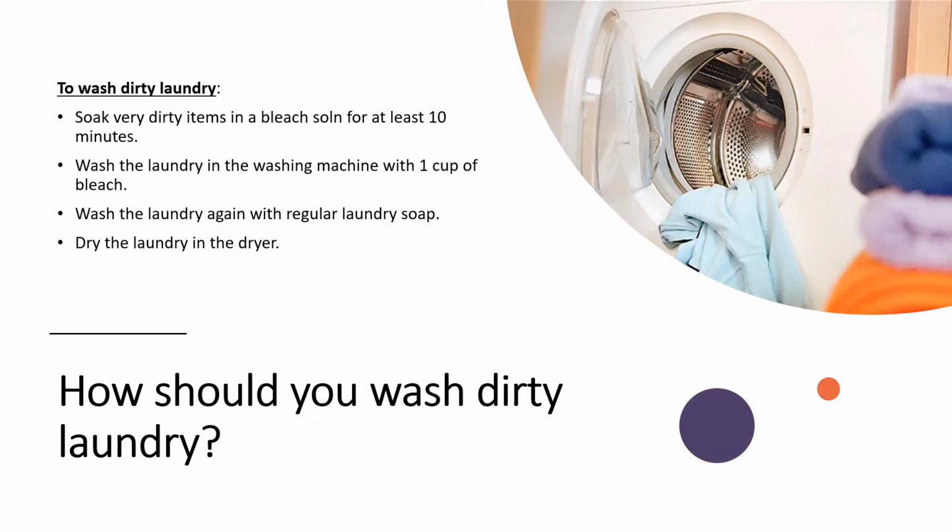To wash dirty laundry, you have to soak very dirty items in a bleach solution for at least 10 minutes. Wash the laundry in the washing machine with 1 cup of bleach. Wash the laundry again with regular laundry soap. Dry the laundry in the dryer.